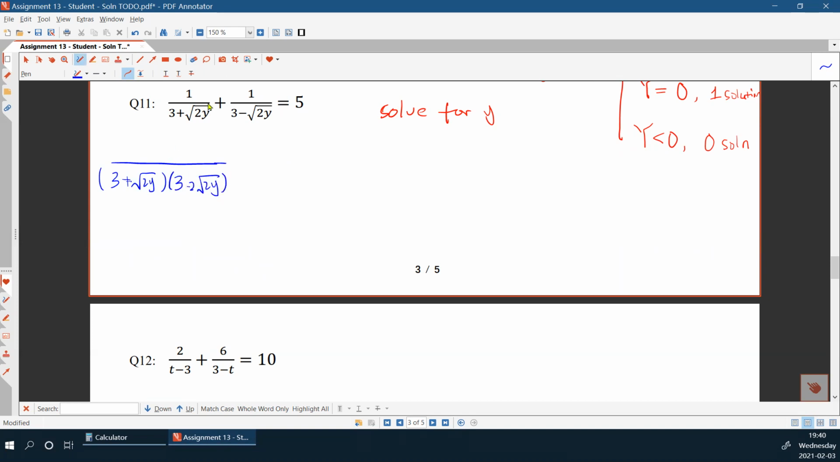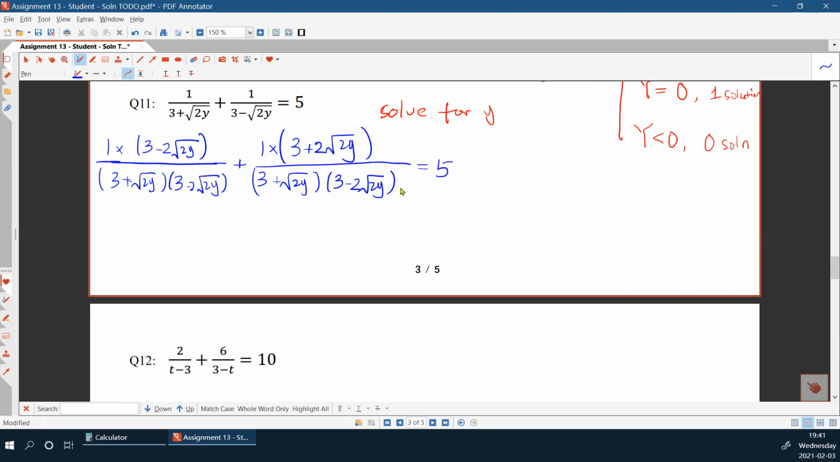When you transform the first term to this one, you should times the same number on the numerator, right? This is your first term. How about the second one? Second one, you changed the denominator to this one, right? You transformed the denominator to this one. So in order to keep the value unchanged, you should times the same number onto the numerator, right? And equals 5. We did not do anything to the right-hand side of the equation. We simply rewrite the left-hand side using the least common denominator.